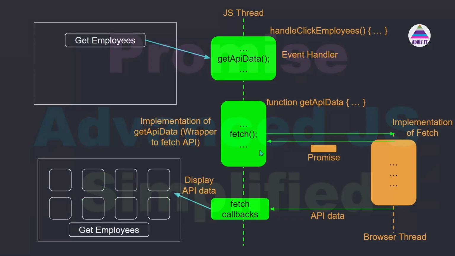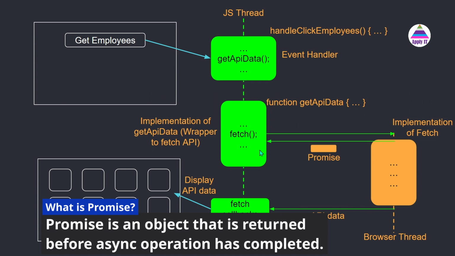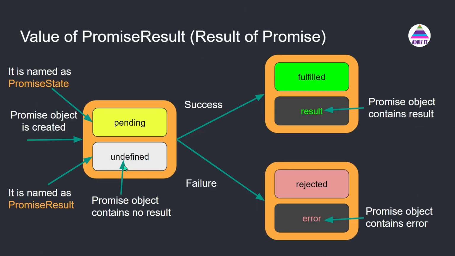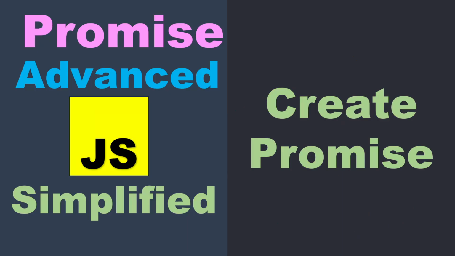In our previous video, we learned that a promise is an object that is returned by an async call before any result of the async operation is available. Later, when the response of the async operation is available, the result will be placed in the promise result variable and the state will be reflected in the promise state. Now in today's video, we are going to learn how exactly we can create a promise object. So let's get started.